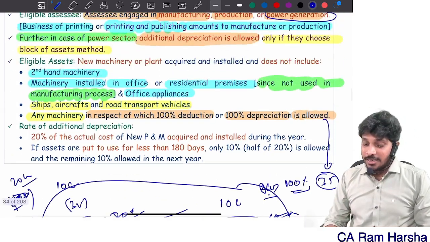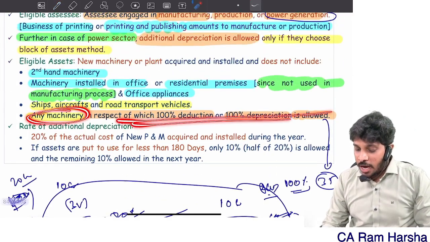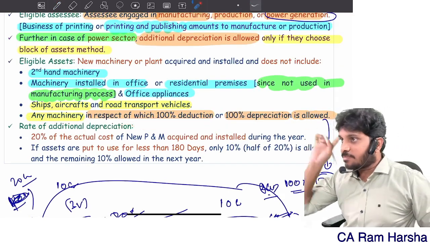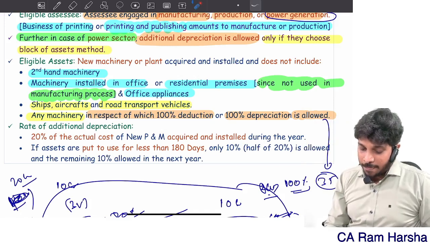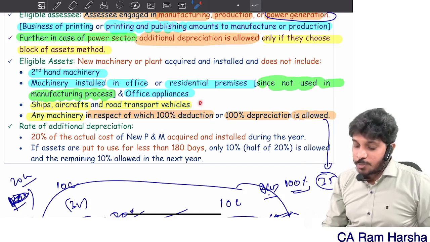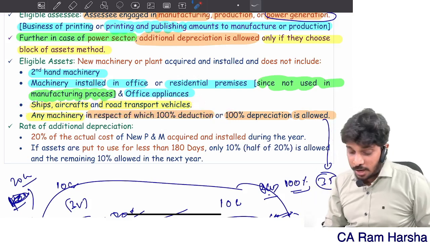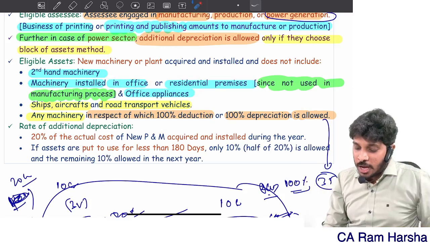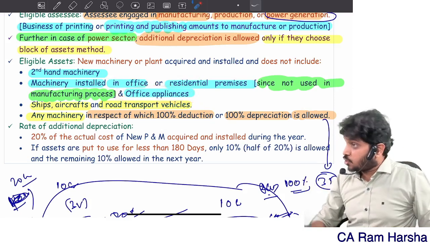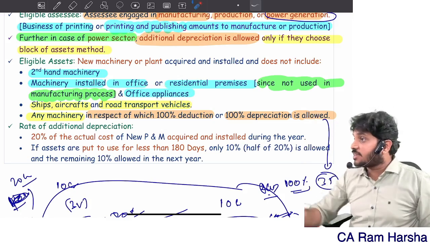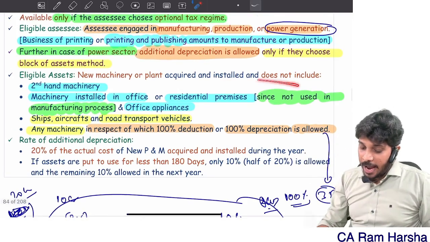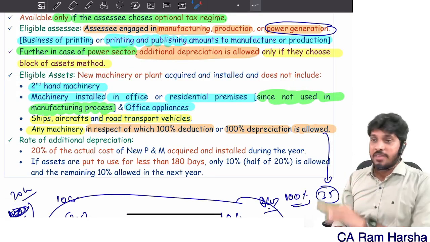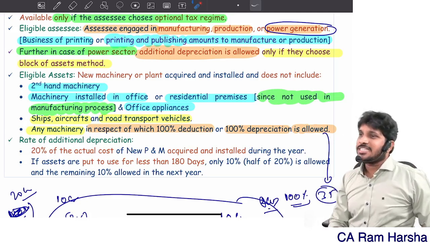So any asset or machinery on which 100% depreciation is allowed is not eligible for additional depreciation. Vehicles, ships, aircraft, road transport vehicles are not eligible for additional depreciation. Machinery installed in an office or residence, not related to the manufacturing process, and office appliances, though they come within the definition of plant and machinery, are not eligible. And second-hand machinery, which is not new, that somebody used before you and you purchased from them, is not eligible. Easy or not?